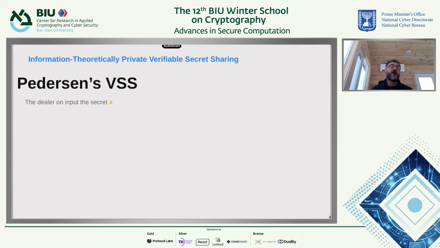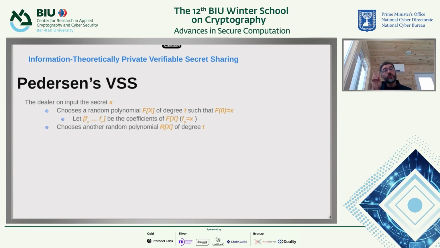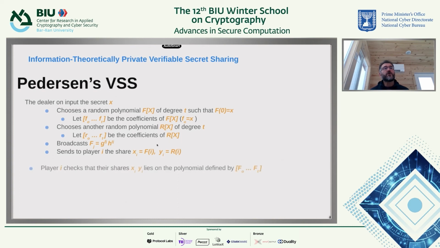It's Pedersen's. The dealer, on input the secret key x, chooses this random polynomial f(x), and so on, that's Shamir. But it does two Shamirs, one with f, where the secret is, and one with a completely random polynomial. And now, instead of broadcasting just g to the f_j, it broadcasts g to the f_j times h to the r_j. I apologize, that should be r_j. And it sends to the player the two shares, one on f and one on r. You can do evaluation in the exponent the same way in which you did it with Feldman. You just have to do one in G and one in H.